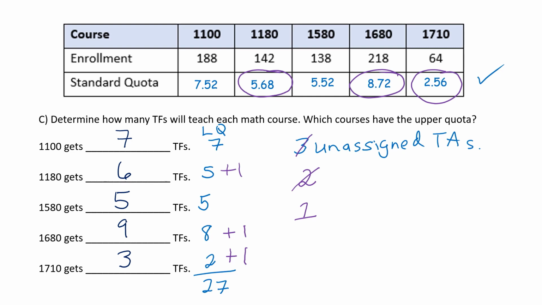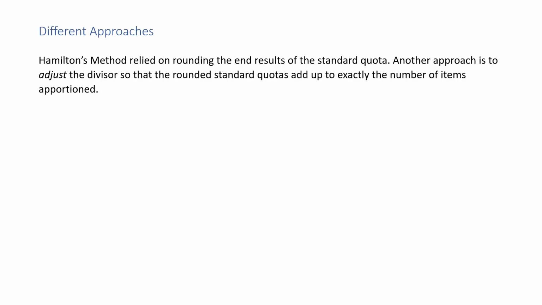And the next question is, which courses have the upper quota? The upper quota, we see 1180, we see 1680, and also 1710. Those are the classes that got the unassigned TA. Hamilton's method was one approach.